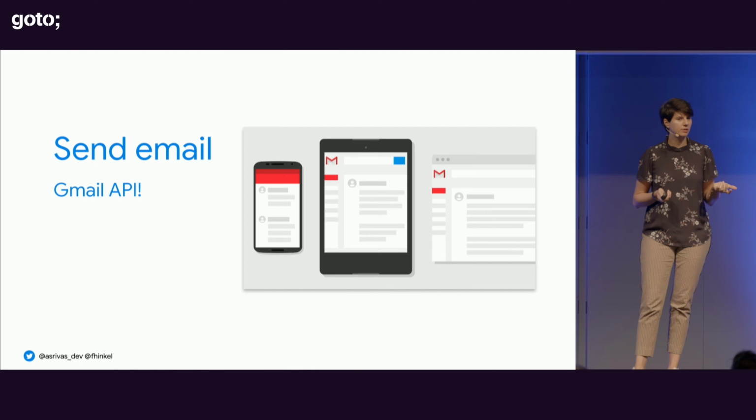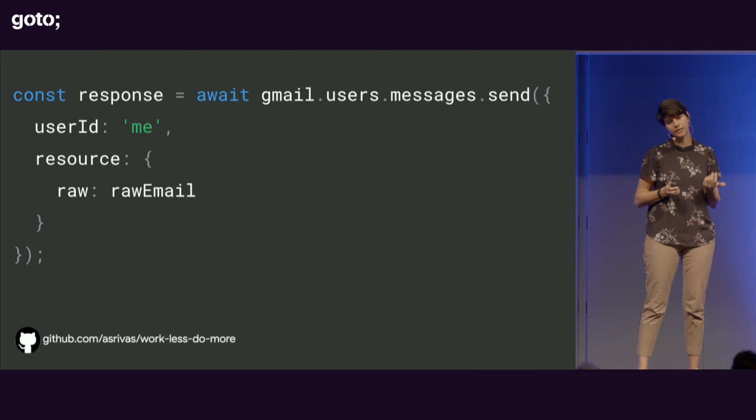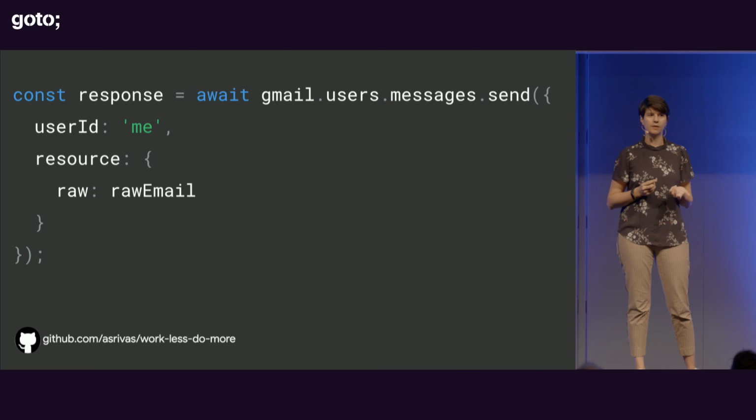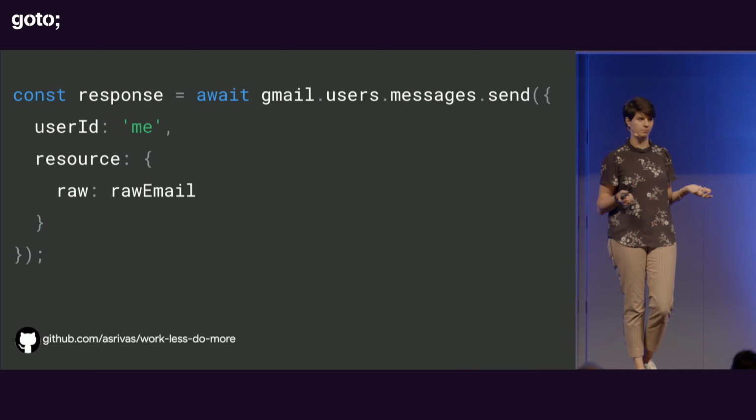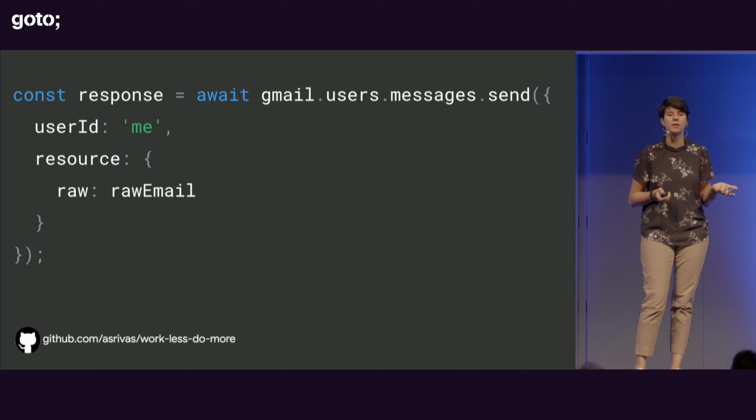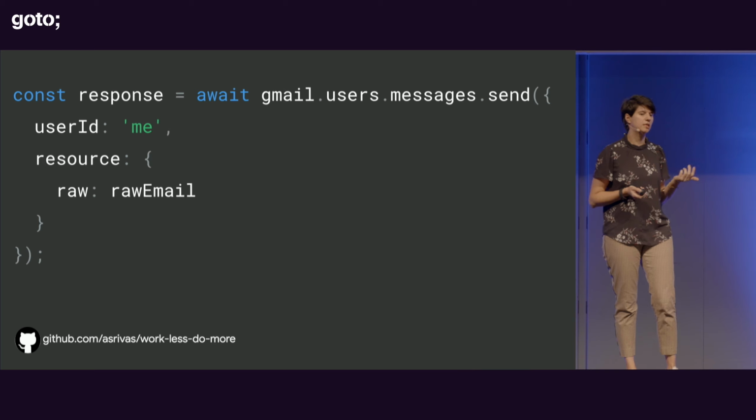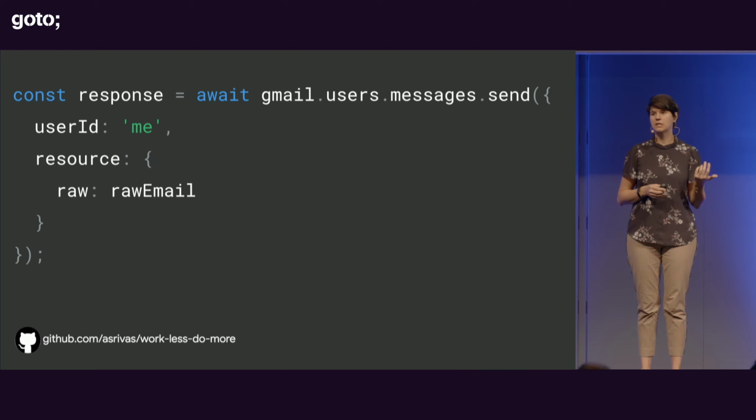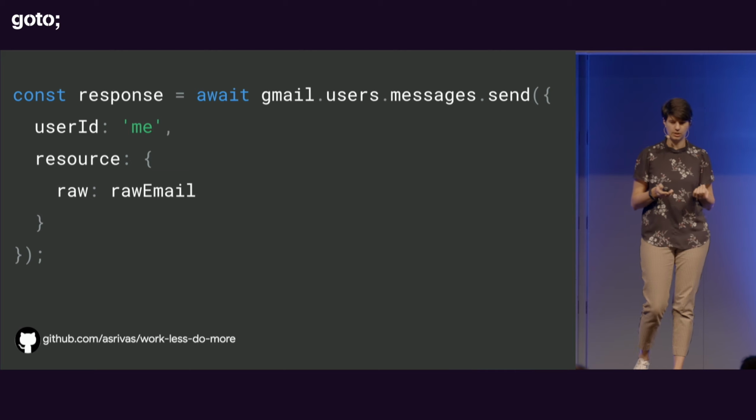Since we're sending out the data here, we're using the Gmail API. And just like in the backend where we have client libraries for Node.js, Google provides an SDK for browser JavaScript as well. That makes it really easy to work with the API. So here it's just gmail.users.messages.send. You pass in the user ID, and then as a resource, the raw email, which can be plain text or HTML.